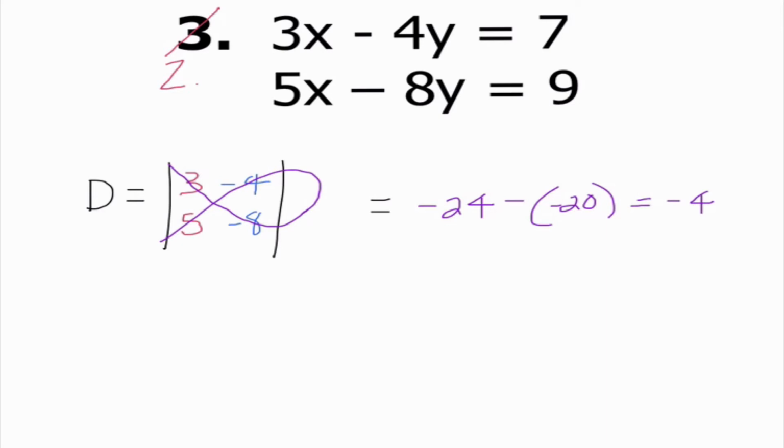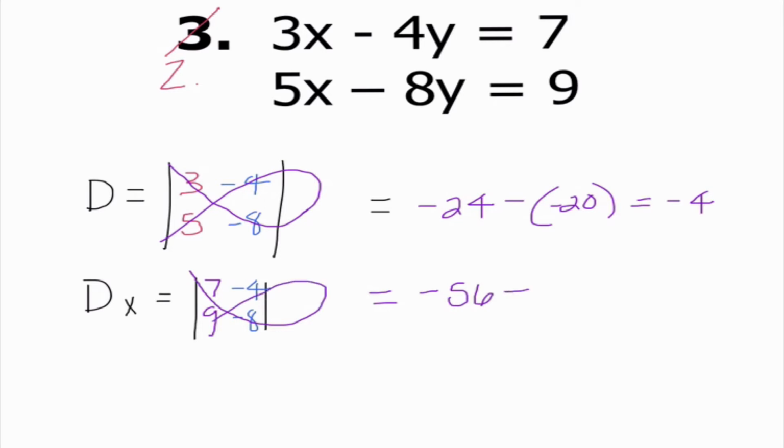Okay, next thing I'm finding here is going to be d sub x. And we said last time with d sub x, what we're going to do is replace x with our constants. Okay, so I have 7 and 9. My y column is staying exactly the same with negative 4 and negative 8. I'm starting in the top left-hand corner. 7 times negative 8 is negative 56. Mr. Determifish tells us, subtract, baby. Negative 4 times 9 is negative 36. So I end up getting negative 20.